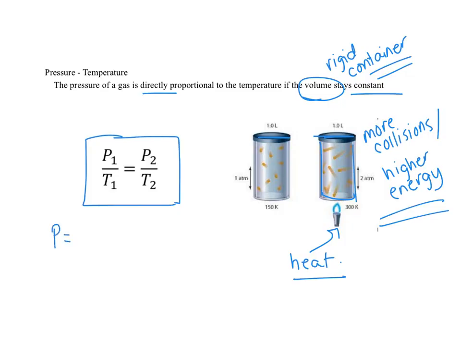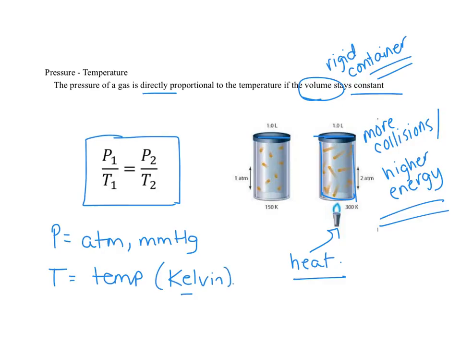Units for pressure, you can plug in atmospheres or millimeters mercury as long as it's the same on each side. Again, just like our last equation, you have to plug in your temperatures as Kelvin. All of these equations, all these relationships are based off of Kelvin temperatures, so make sure you're plugging those in.